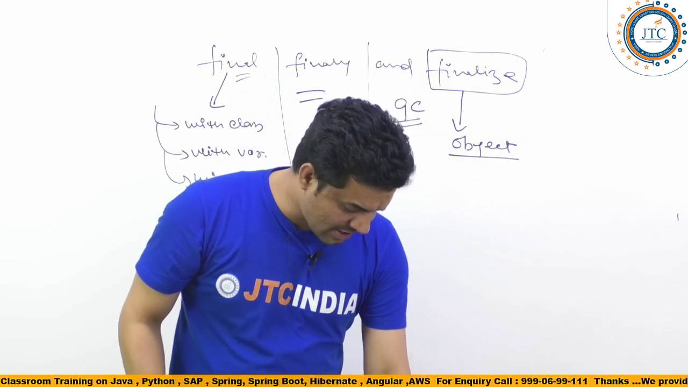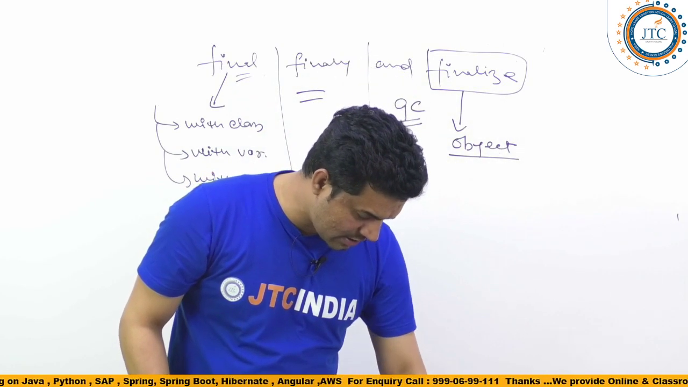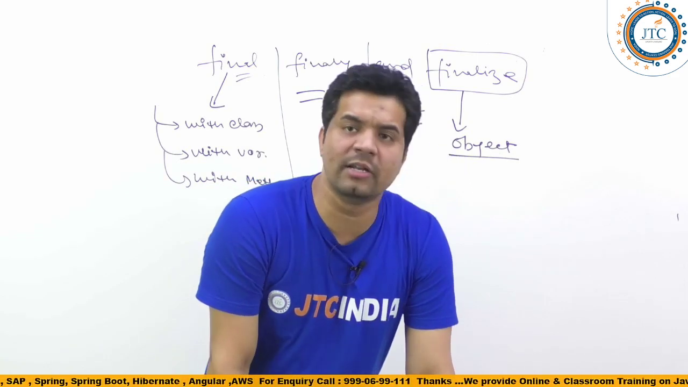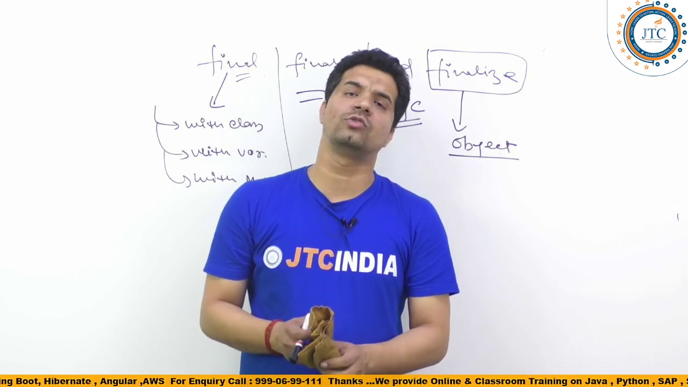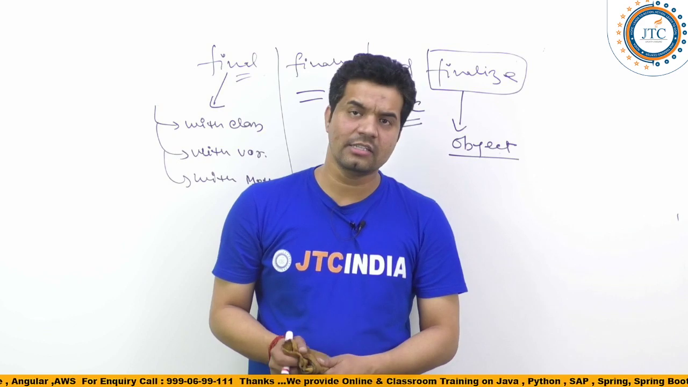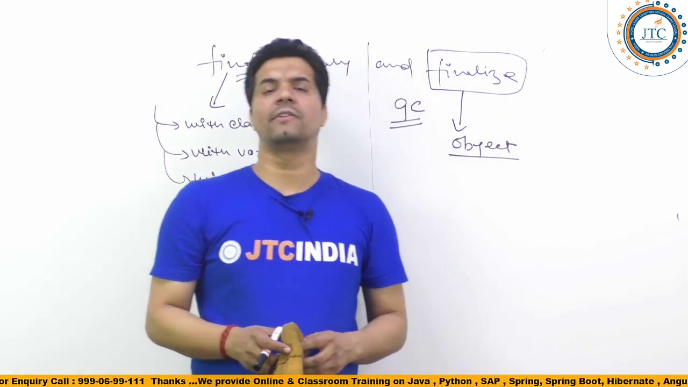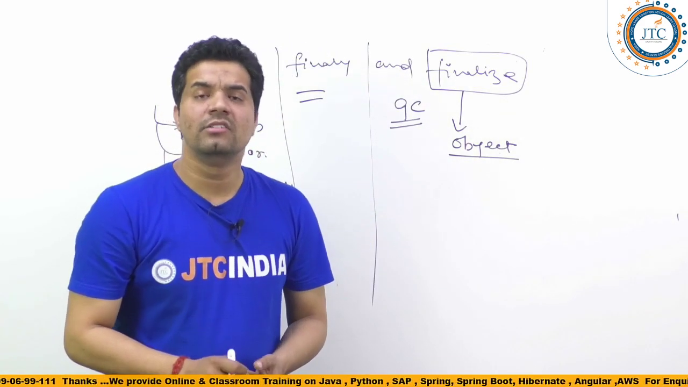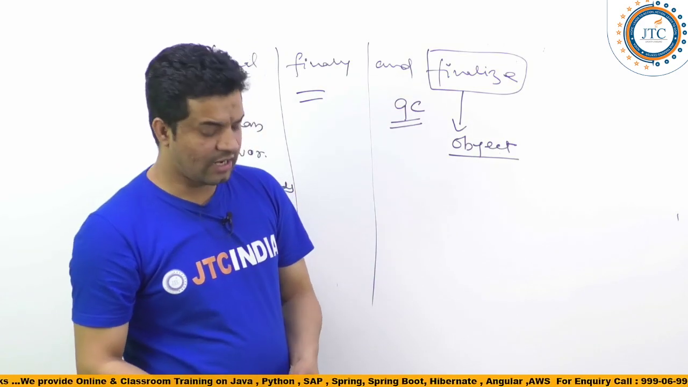Okay. Now next, guys, the next question is the AutoCloseable interface. What exactly does AutoCloseable mean? What is the AutoCloseable interface? It was introduced from JDK 1.7.